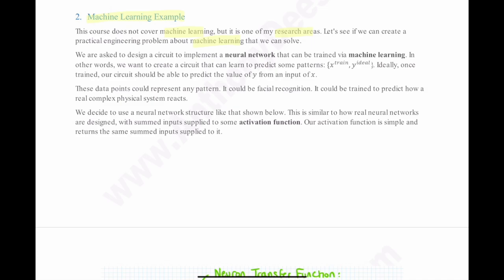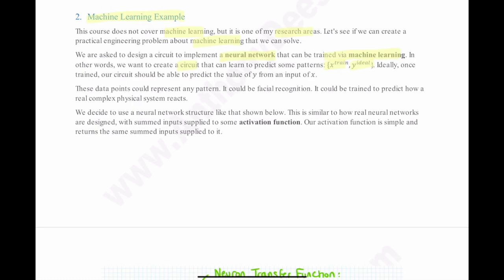Again, take everything at face value here. I'm going to talk about neural networks, machine learning. If you don't have a background in this area, that's fine. So we're asked to design a circuit to implement a neural network that can be trained via machine learning. In other words, we want to create a circuit that can learn to predict some pattern of X being the input, we call it training input, and Y being the ideal sets of outputs, or the training outputs.